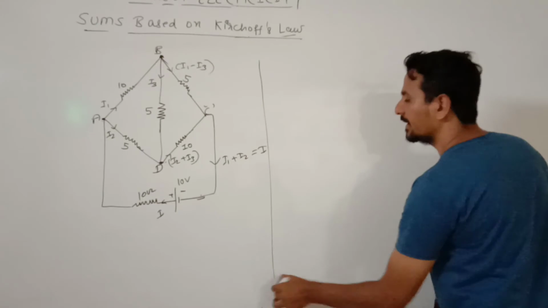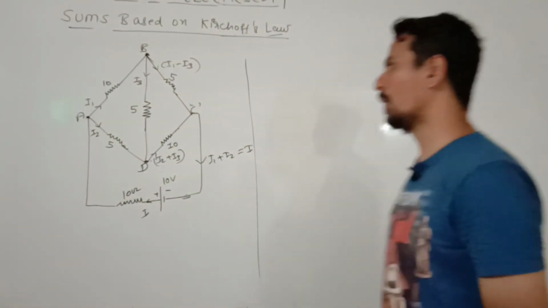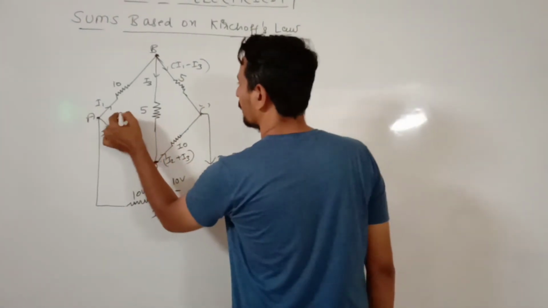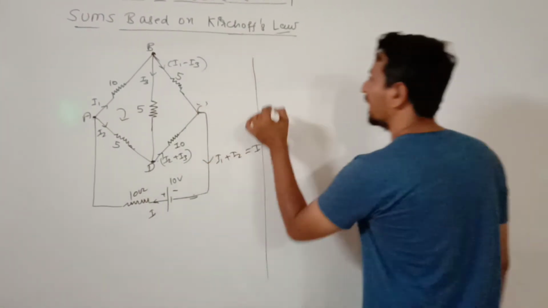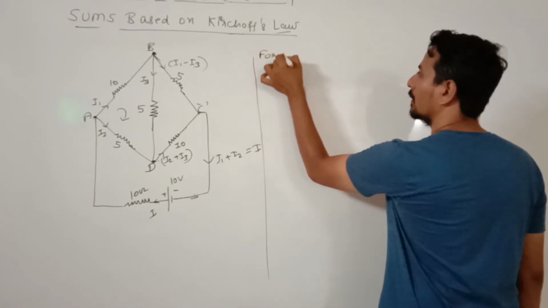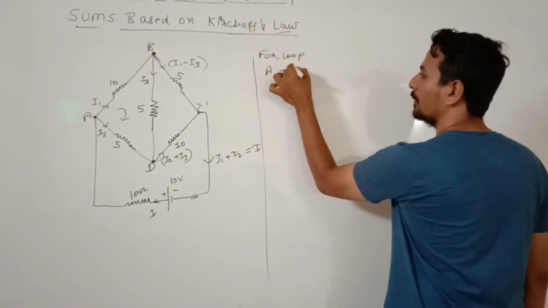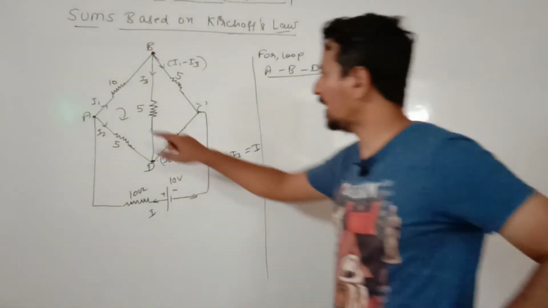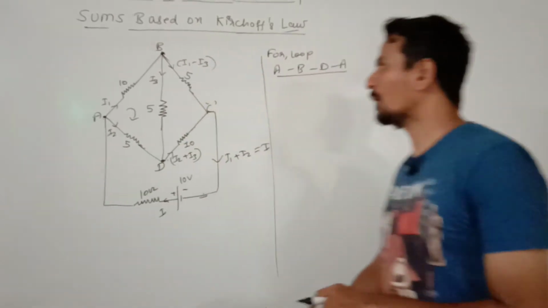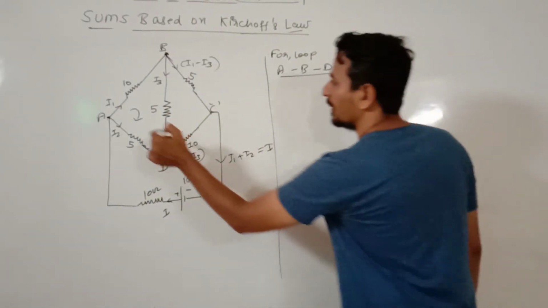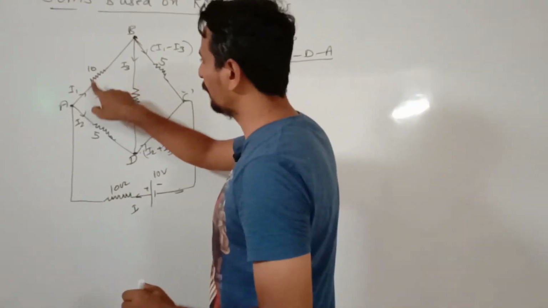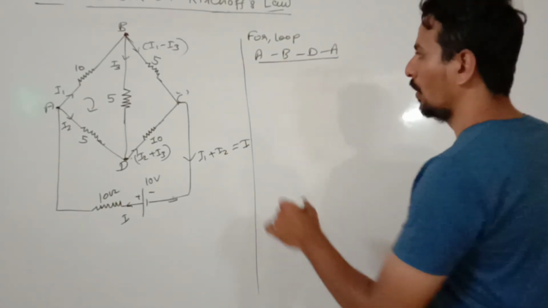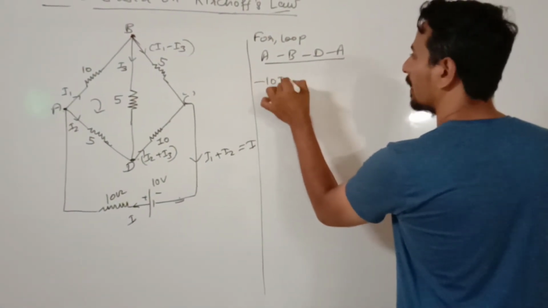Now again there are three unknowns, I1, I2 and I3. So take this loop, loop A, B, D, A. Starting from A, I1 is the current moving in the same direction, so the drop across the 10 ohm resistance will be taken negative. So that is minus 10 I1.